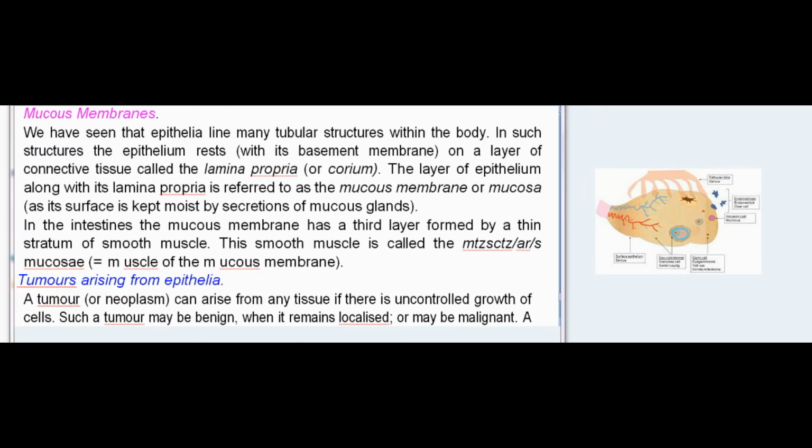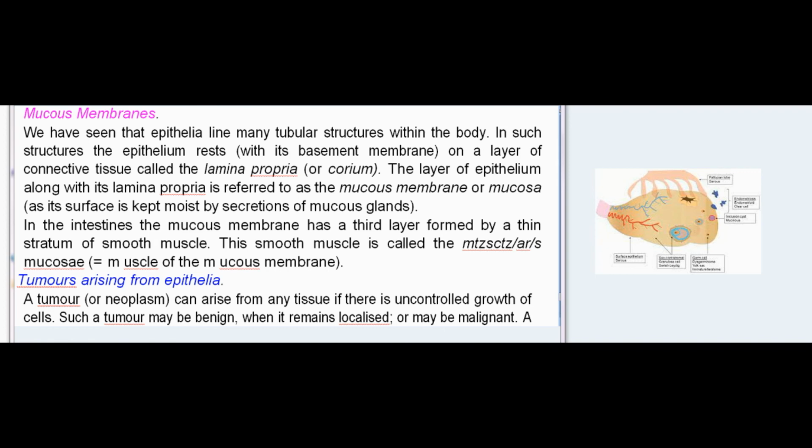Mucous membranes. We have seen that epithelia line many tubular structures within the body. In such structures the epithelium rests, with its basement membrane, on a layer of connective tissue called the lamina propria, or corium. The layer of epithelium along with its lamina propria is referred to as the mucous membrane or mucosa, as its surface is kept moist by secretions of mucous glands. In the intestines the mucous membrane has a third layer formed by a thin stratum of smooth muscle. This smooth muscle is called the muscularis mucosae, meaning the muscle of the mucous membrane.